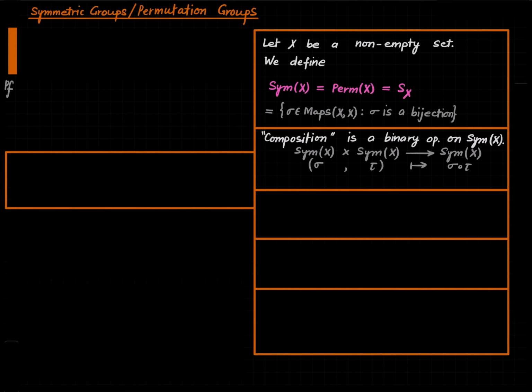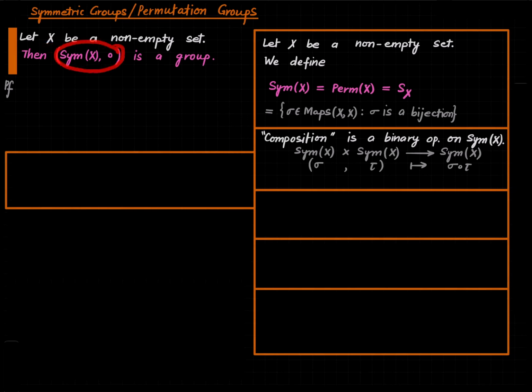Now we have a set equipped with a binary operation, and hence we can ask the question whether or not this thing is a group, and indeed it is. So if X is any non-empty set, then this thing is a group, where this small circle is referring to the composition. This is a binary operation on Sym X, which is the composition as we discussed here. So this is a group, and this is a very simple set theoretic exercise. We need to check 3 axioms.